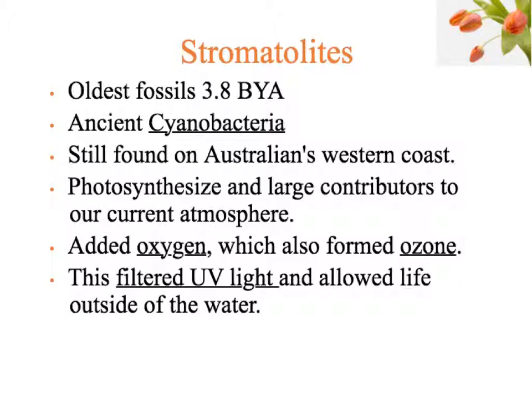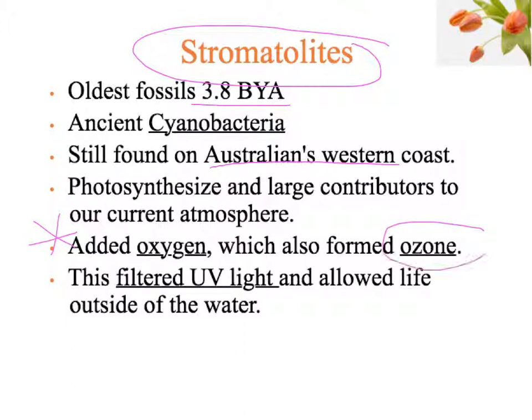And then we had these lovely little guys called stromatolites, and we have some of the oldest fossils that show that they've been around for 3.8 billion years. These are ancient cyanobacteria. Like I said, we can still see them off the coast in Australia. They photosynthesize and contribute a large amount of the atmospheric oxygen. Once we added oxygen, now we can get that molecule called ozone, and that is really what allowed for life to leave the water and go up on land.